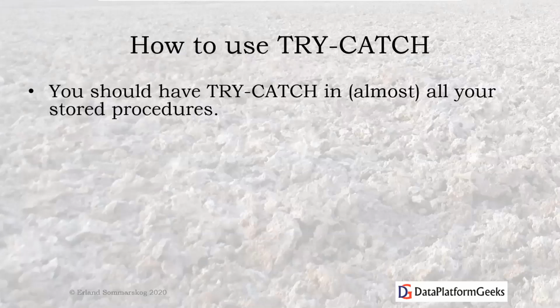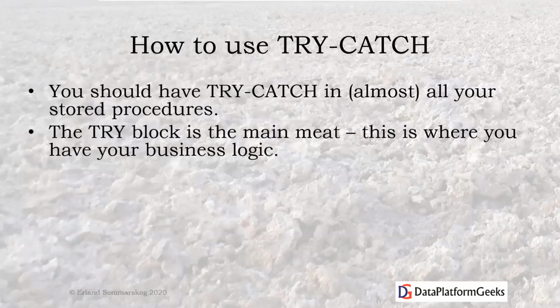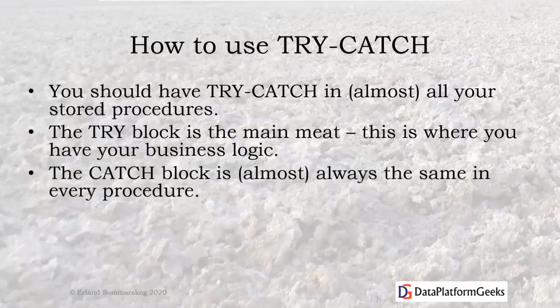Or there is something special. We will see one later on that does not have a try-catch for obvious reasons when we see it. And keep this in mind, the try block is the main meat of your procedure. This is where you have your business logic. So this one, of course, is the important thing. And the catch block is almost the same in every procedure, because it's always doing the same thing.